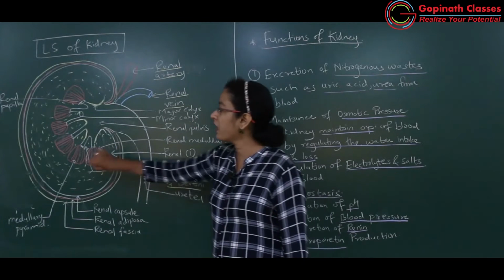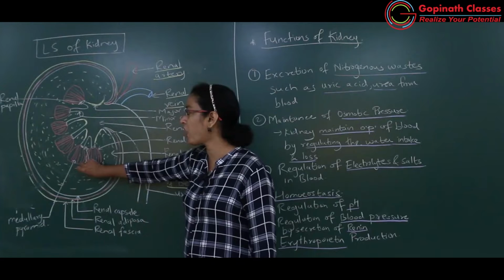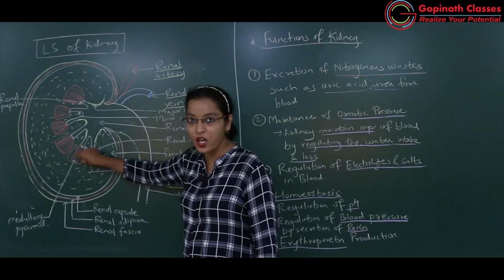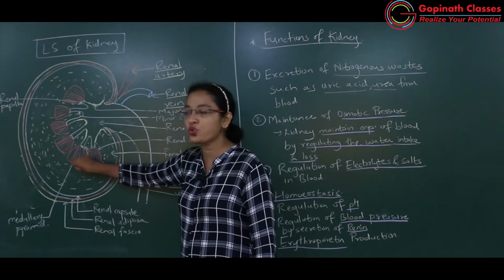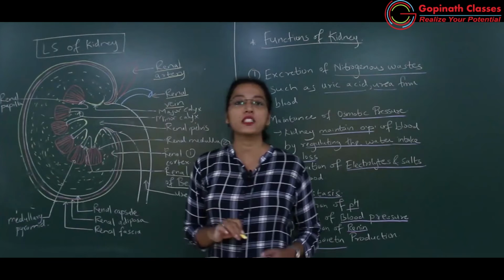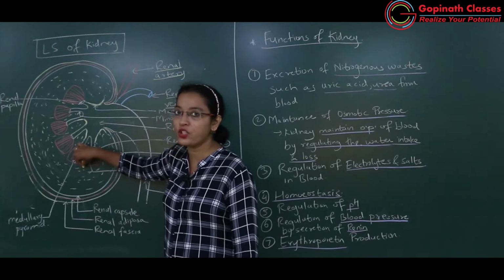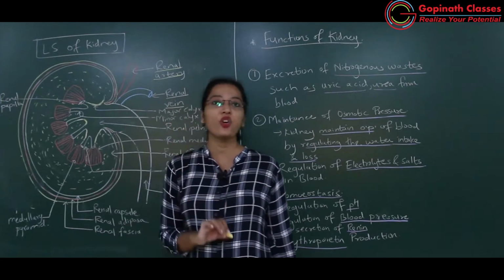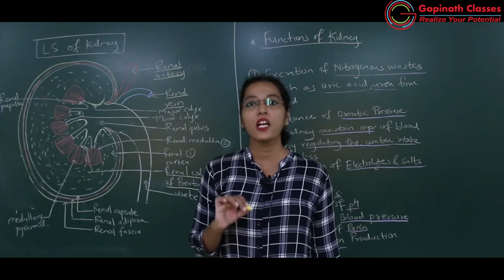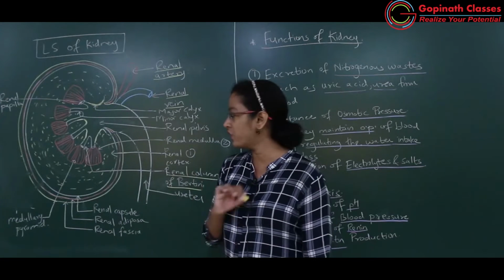Okay, then there is the cortex region. This is the cortex region which is close to the medulla. So this region which is close to the medulla is juxtamedullary region. Okay, so the cortex region which is in close vicinity of the medulla is known as juxtamedullary region.